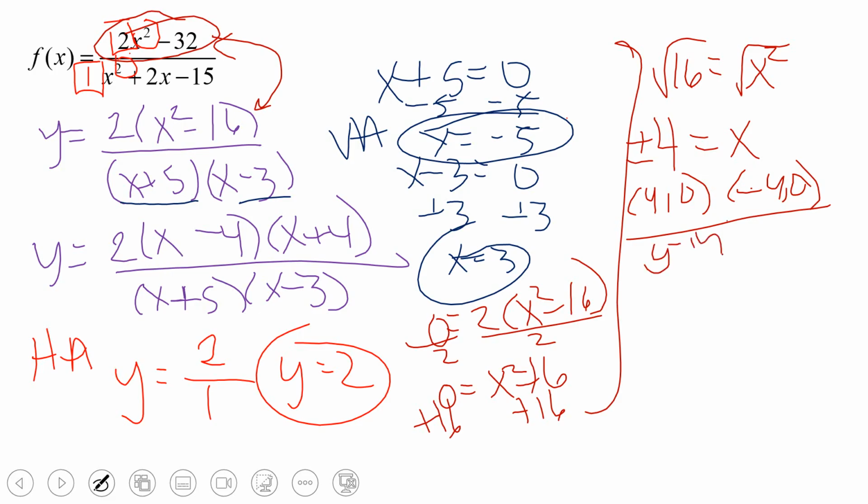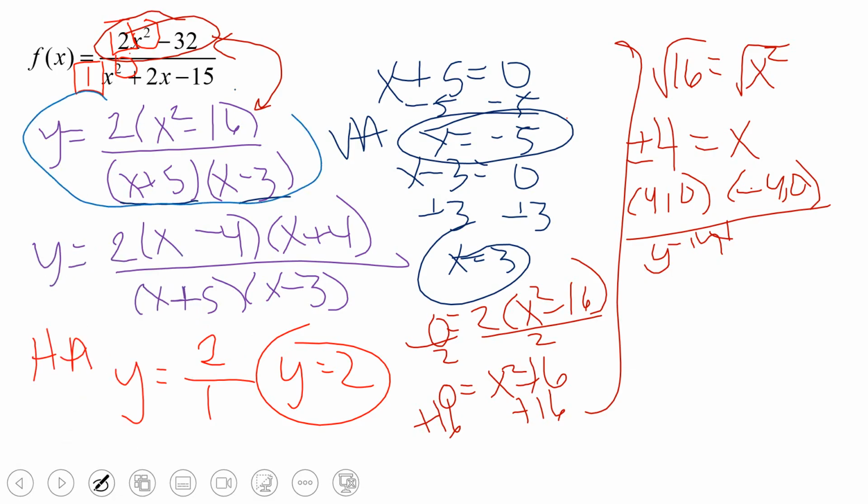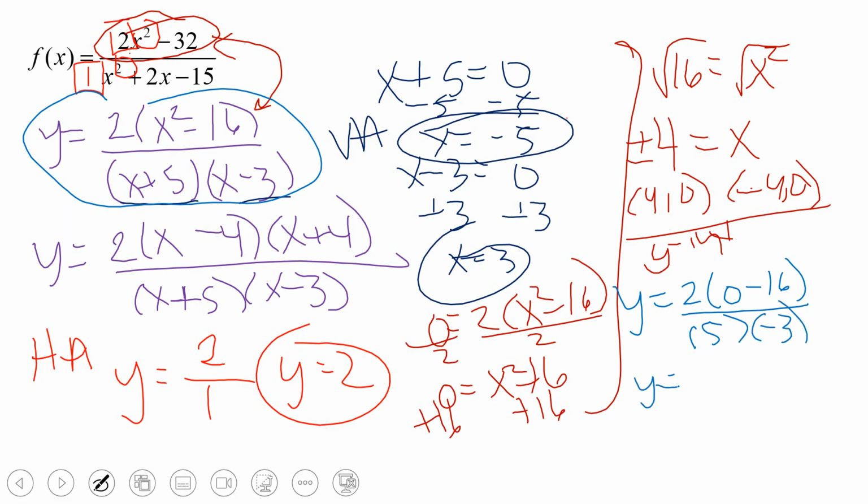To achieve the y-intercept, I'm going to set x equal to 0. And I think in this form it's so much easier to do it algebraically. So I have 2 times, well, 0 squared is 0. On the bottom, 0 plus 5 is 5, and 0 minus 3 is negative 3. Okay, 2 times negative 16 is negative 32 over negative 15. So y equals 32 over 15. That is going to be the y-intercept.